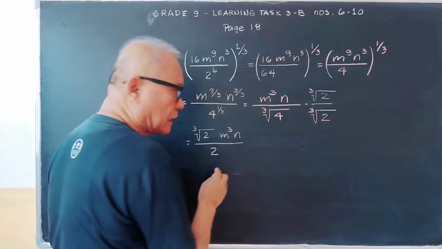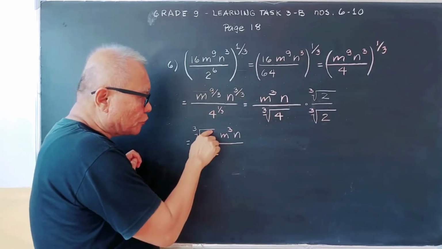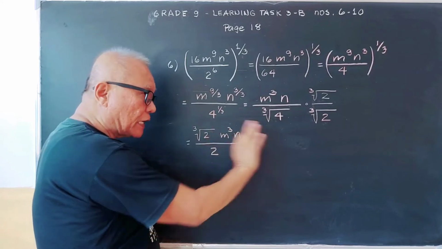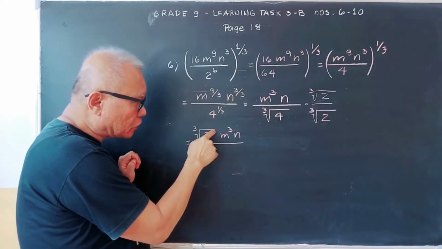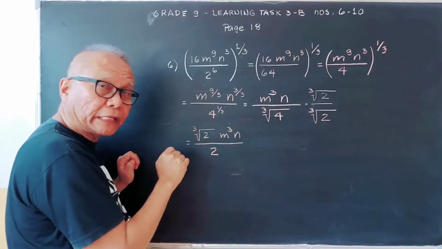And this is our answer. Huwag ninyong sasakupin ito, yung m cube n. Hiwalay siya sa cube root o sa radical sign. Okay? Hanggang dito lang ito. Kung ilalagay doon, mali.